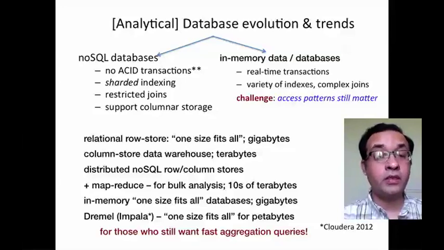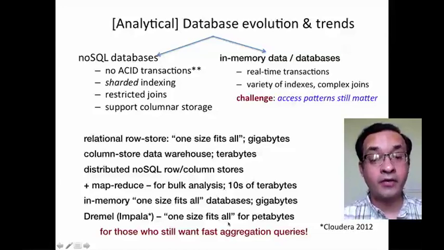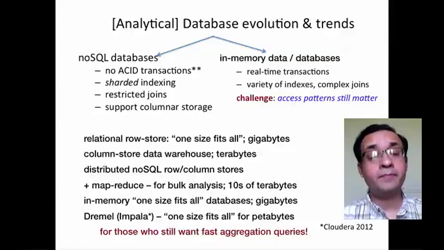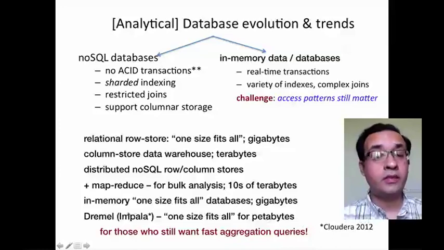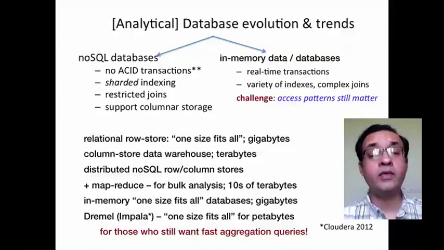is now a one-size-fits-all database for petabytes of data, so you can still do bulk processing on it, but also you can do fast aggregation queries where only parts of the data are touched. In the last year, Cloudera, which is one of the Hadoop distributions, released a product called Impala, which is essentially an implementation of Dremel. It still has a long way to go in terms of efficiency, but what it allows you to do is essentially distributed query processing without having to do MapReduce.